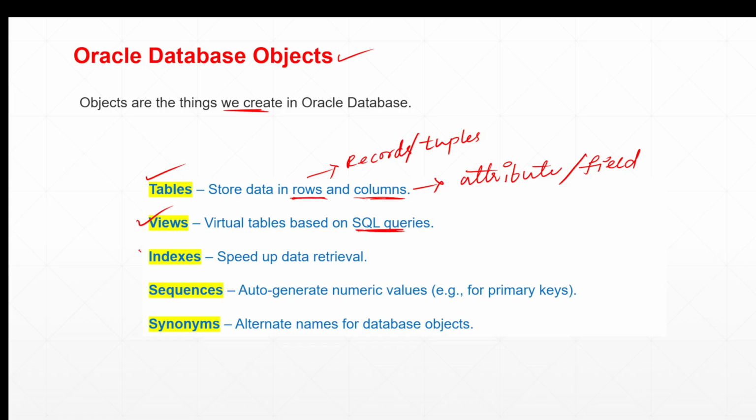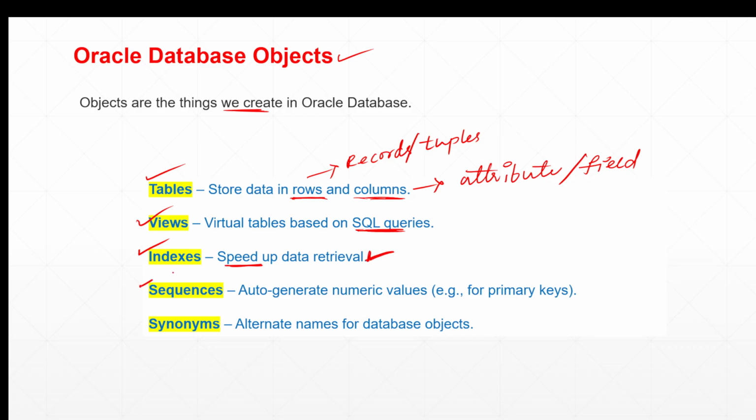Coming to indexes. Indexes help us to find data faster. They work like an index in a book. Instead of checking every page, we jump directly to the needed record. It is used to improve the performance of queries. Nothing but it speeds up the data retrieval.